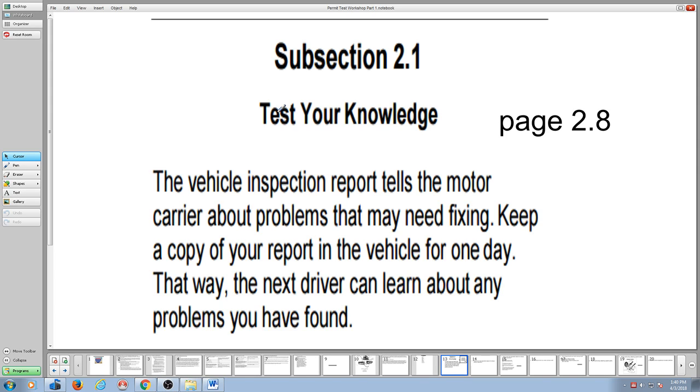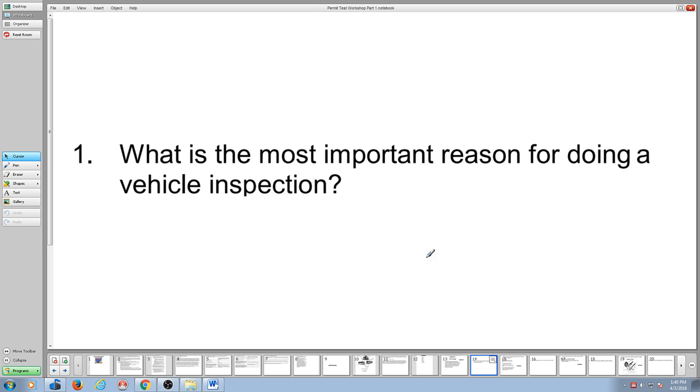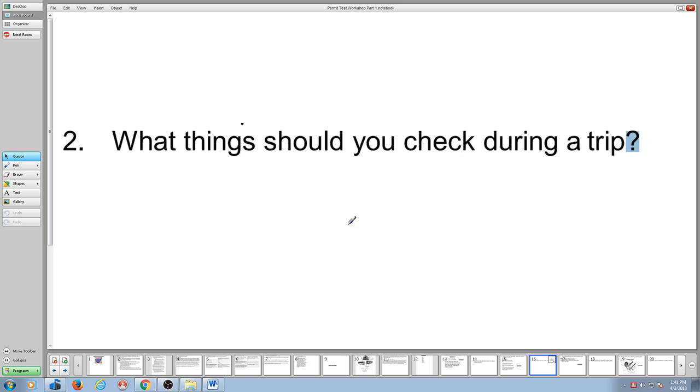So let's just jump into it. So test your knowledge. Vehicle inspection report tells blah blah blah. So let's go on here. What is the? Oh, we just saw that one. So let's go to this one. What things should you check during a trip?